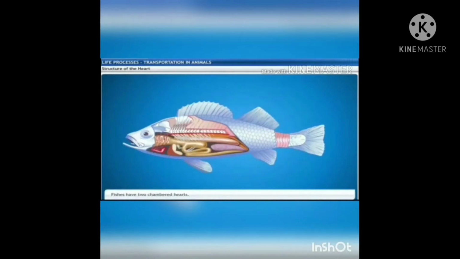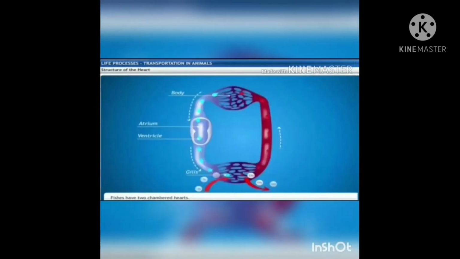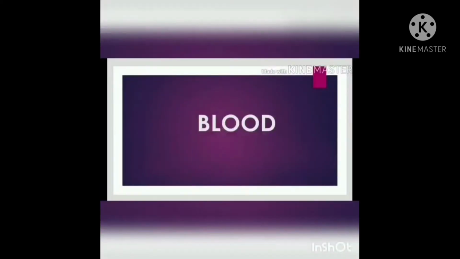Fishes, on the other hand, have only two chambers, that is, one auricle and one ventricle. And the blood is pumped to the gills, is oxygenated there, and passes directly to the rest of the body. Thus, blood goes only once through the heart in the fish during one cycle of passage through the body. It is called single circulation.